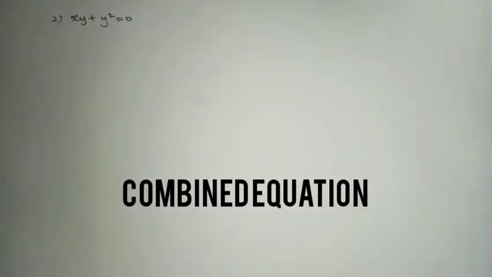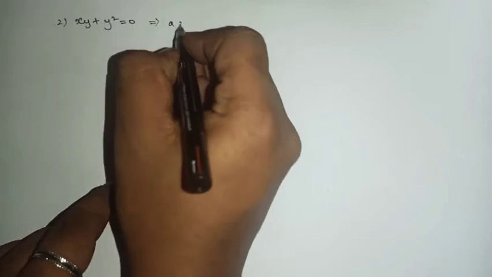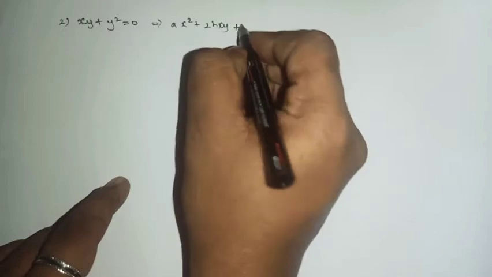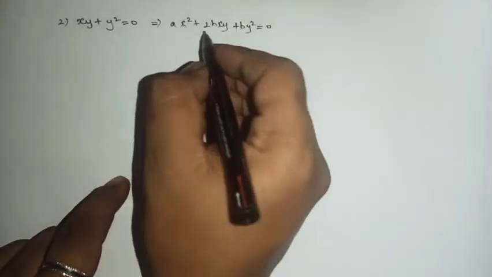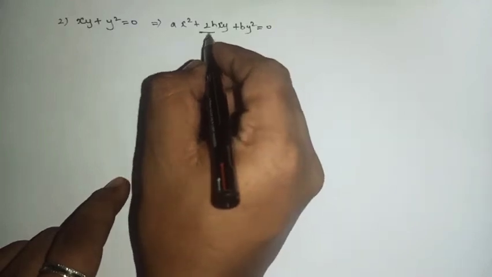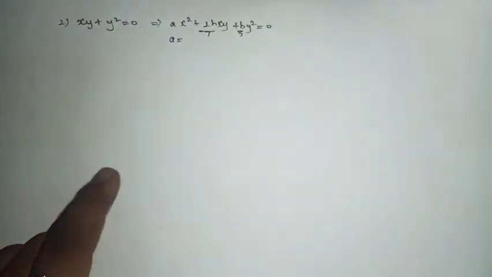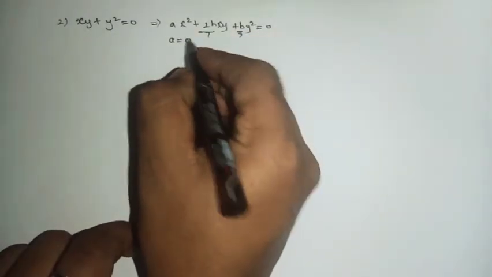Okay, so now let's see the second sum. Now here we have xy plus y square equal to 0. When you compare this equation with ax square plus 2hxy plus by square equal to 0, you will see that we have the coefficient of h and b. Here x square is absent, so we can say the coefficient of a is 0.